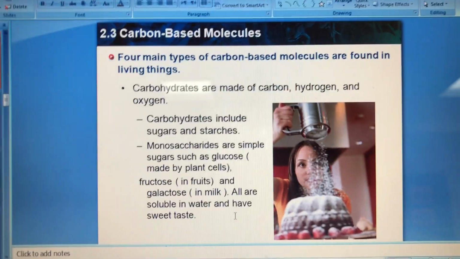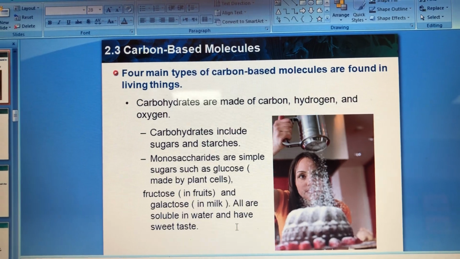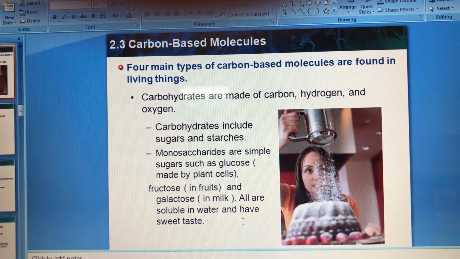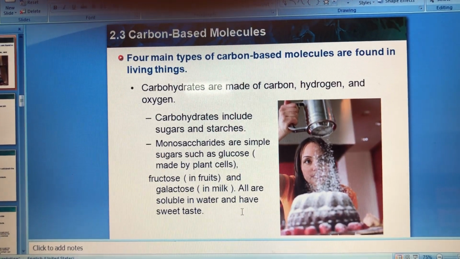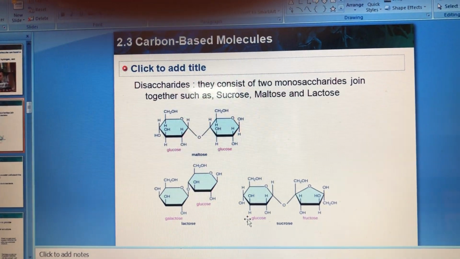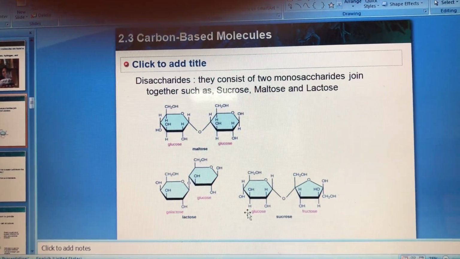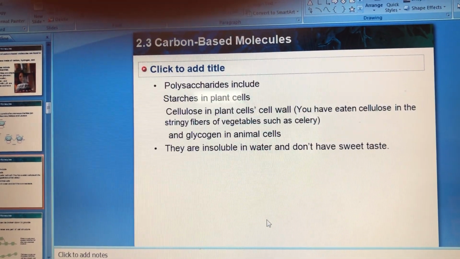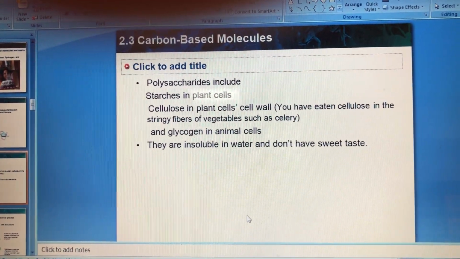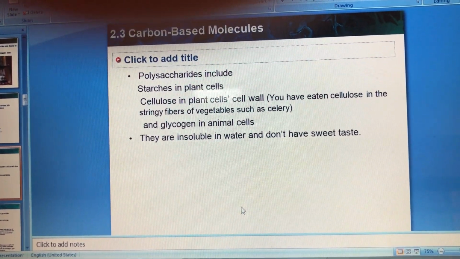Now, carbohydrates sometimes occur as monosaccharides like glucose. This glucose is made by plant cells. Fructose is found in fruits, and galactose is found in milk. These are soluble in water. Some carbohydrates form as disaccharides. They consist of 2 monosaccharides joined together, like sucrose, the table sugar that you eat, maltose, and lactose. The last one is the polysaccharides, like starch in plants and cellulose in the plant cell wall, and they are insoluble in water and don't have a sweet taste.